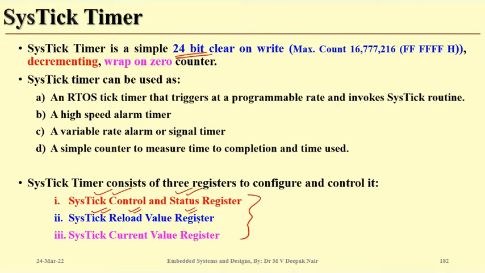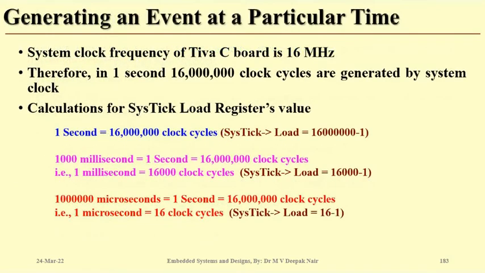So the SysTick reload register. And then, of course, if you want to read the current status or the current count, for example, if SysTick is counting from 500 and you want to read what the count is at this particular time, then you can use the SysTick current value register. So these three registers are the most important registers to configure the SysTick timer.